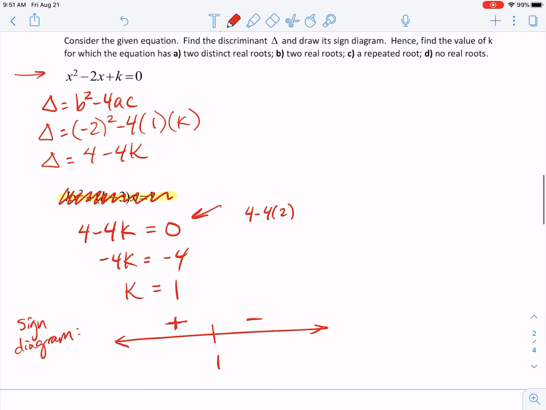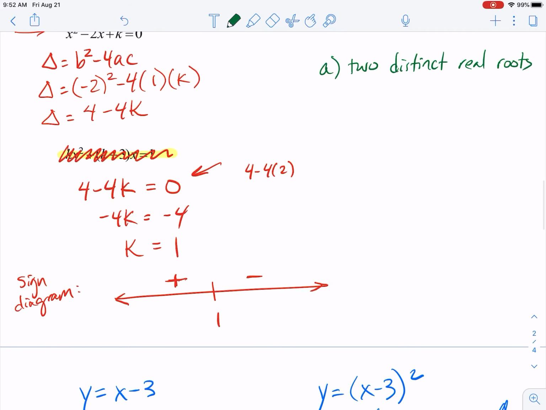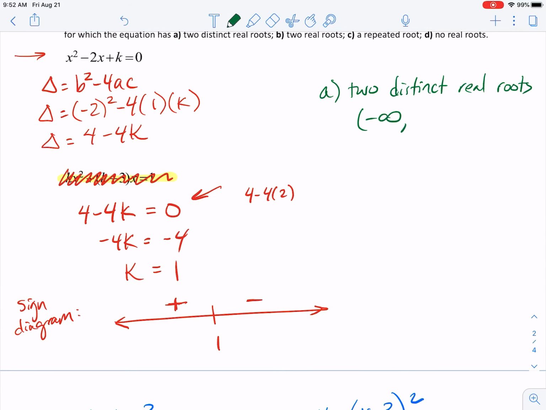Okay, so now let's answer the questions. A says two distinct real roots. That means we want to know when the discriminant is positive but not equal to 0. If I look back at this chart, when is it positive? It's positive from negative infinity to 1, but it would be equal to 0 at 1, so we're going to use a soft bracket. IB style is weird. Did we talk about that? I don't remember. Anyway, they like to do their brackets like that. I prefer this, but just in case you see the other.